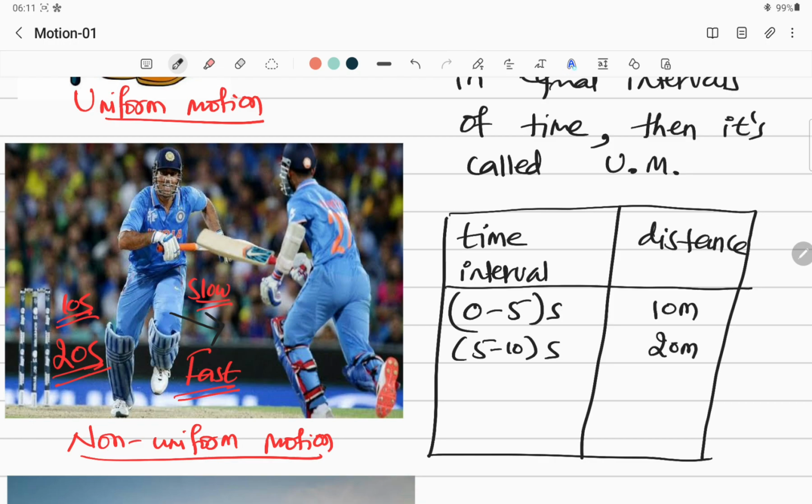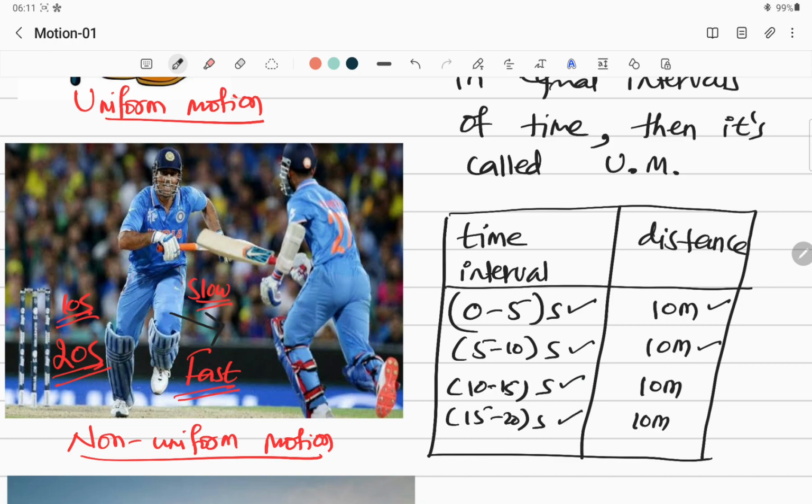5 to 10 seconds, as in continuously. After 5 seconds also you started to check 5 to 10 seconds. You can take this as 10 meter only, no issues. In the starting 5 seconds 10 meter, in the next 5 seconds again 10 meter, in the next 5 seconds again if you check it is again 10 meter. 10 to 15, again 15 to 20 you checked, again 10 meter.